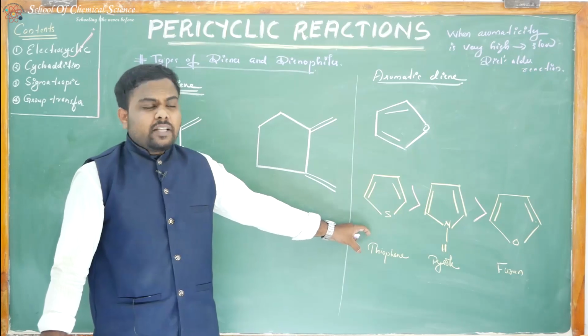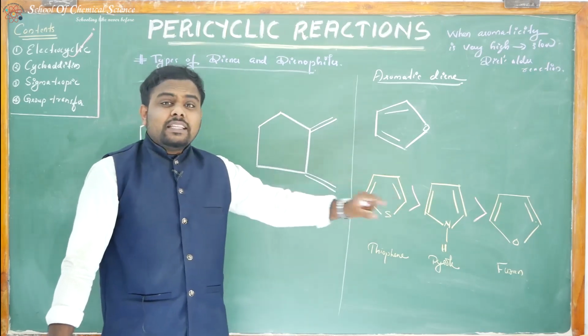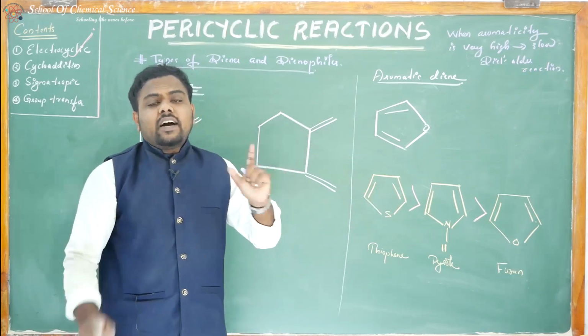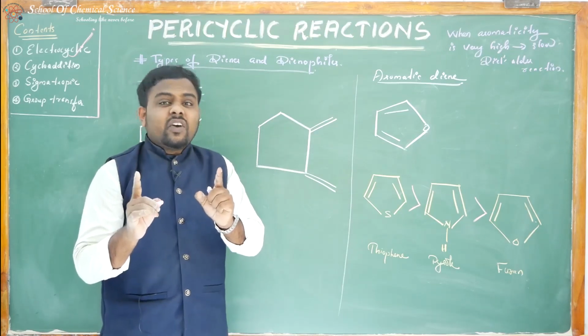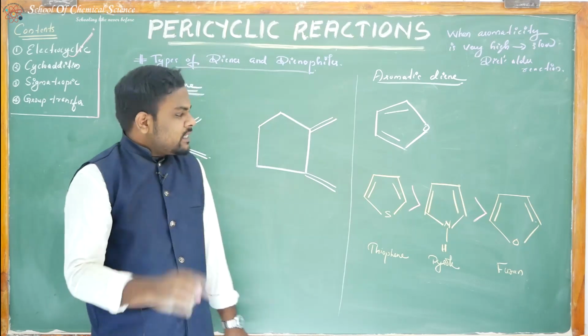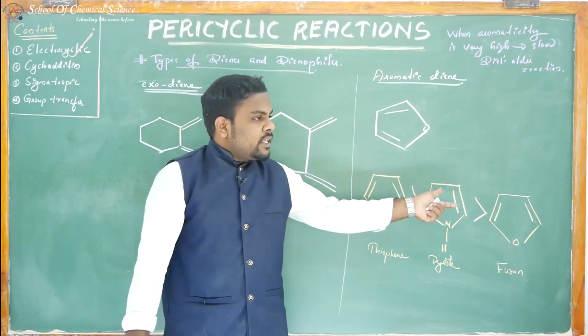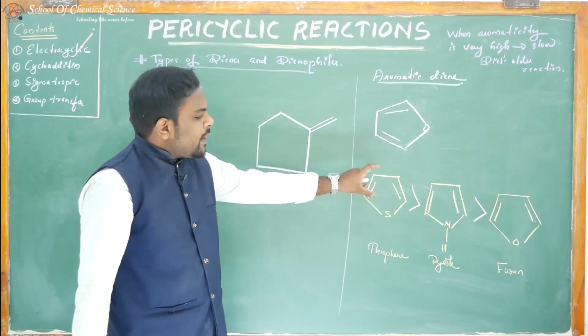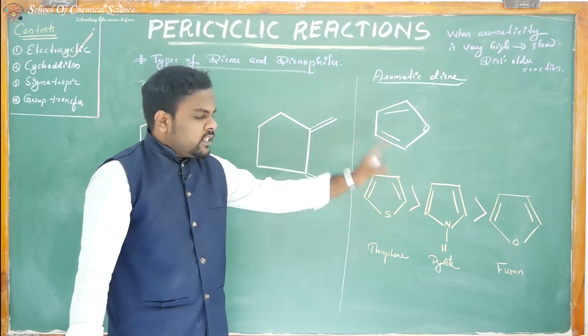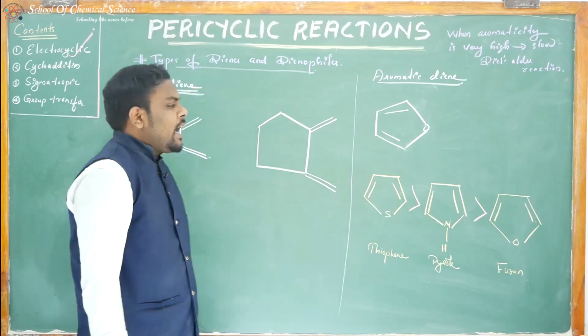We will discuss the aromaticity of heterocyclic compounds in the heterocyclic section. We have a section on reactions and aromaticity of heterocyclic compounds. In that section, I will discuss the aromaticity of these heterocyclic compounds. So comparing thiophene, pyrrole and furan, sulfur is the least electronegative, so it has the highest aromaticity.